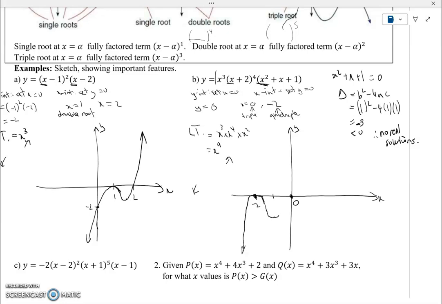And then for the 0, it's a triple root. For x equals 0, we've got a triple root, so it's going to look just like an x cubed graph, horizontal point of inflection there. And then very sharp because it's power of 9. So that's what my graph looks like there.